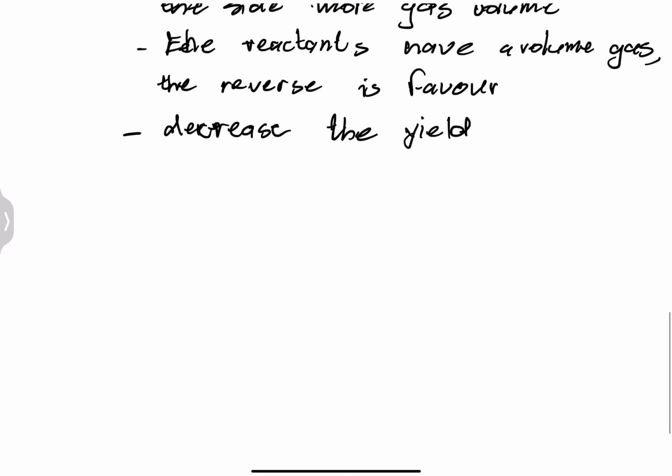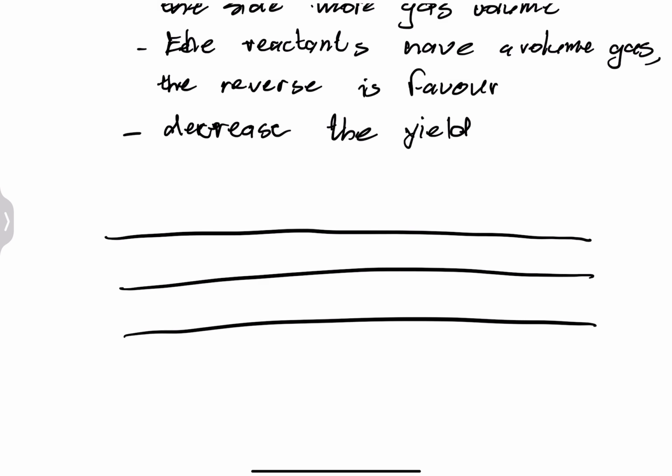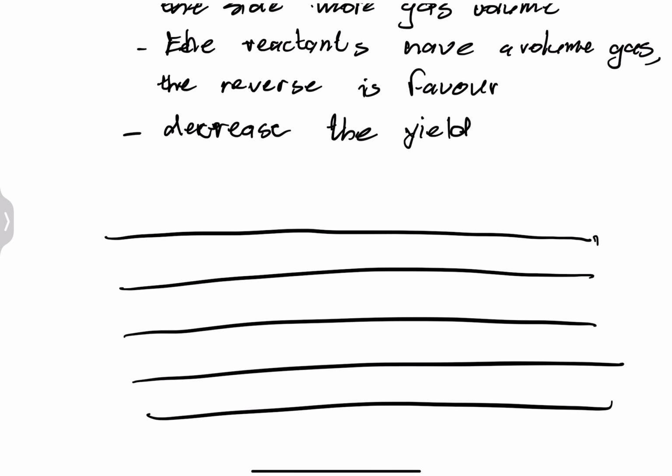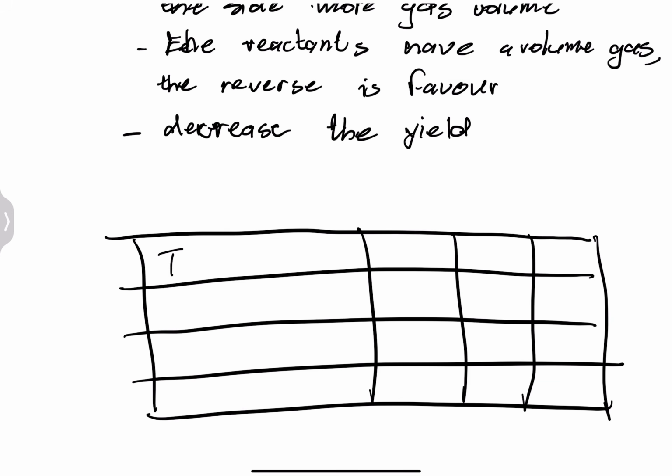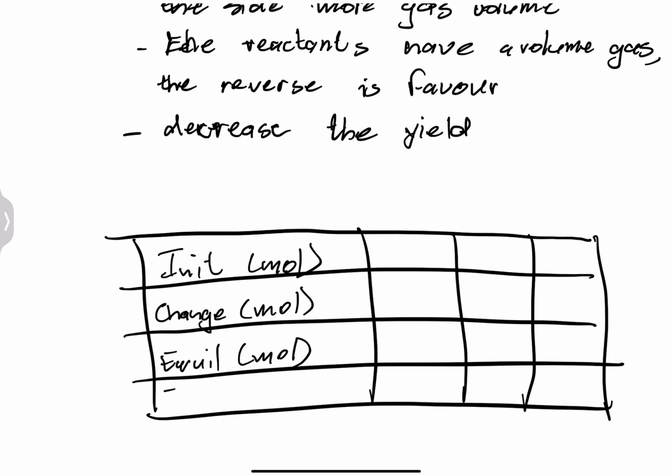So as per usual, we're going to have our table there. I'm not going to draw the neatest table. So that's initial, in moles. That's going to be change, that's change in moles. That's going to be equilibrium, that's also in moles. And equilibrium concentration, that's in moles per cubic decimeter.